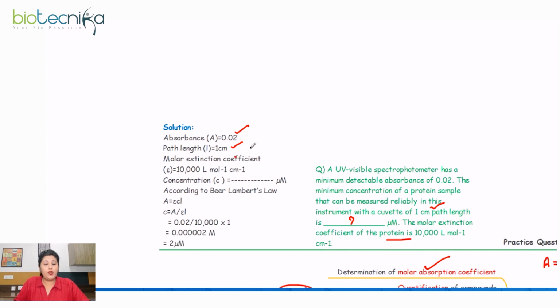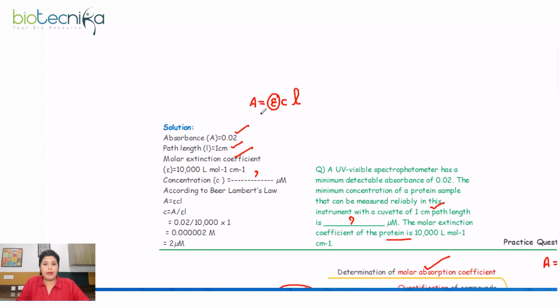Then the molar extinction coefficient is also given. What we have to determine is the concentration. To recall the formula, you all very well know, according to Beer-Lambert's law, absorbance equals molar extinction coefficient times concentration times path length. And please note, the molar extinction coefficient is an intrinsic property of a compound. Like if I'm talking about DNA, it is made up of sugar, phosphate group and nitrogenous bases. It has some structure, right? So it's an intrinsic property.